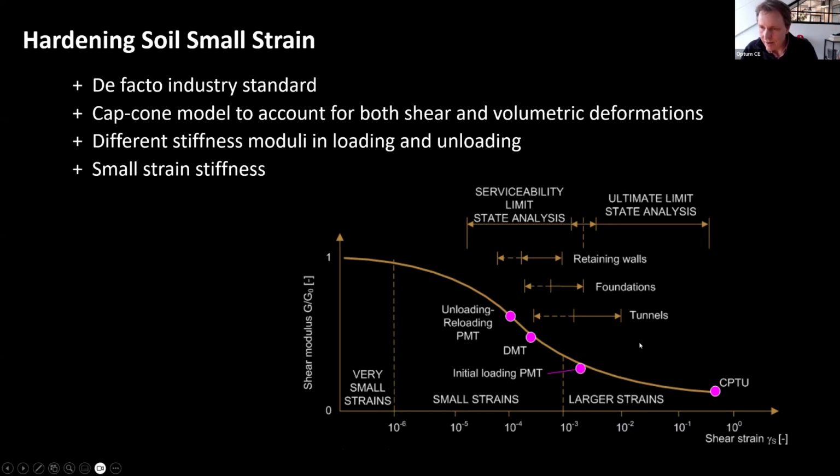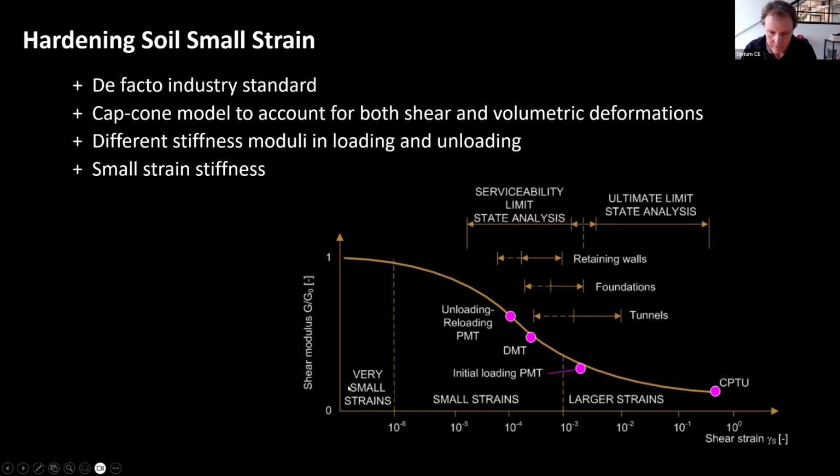The idea being that under very low levels of strain, it's first and foremost the grain-to-grain contact that governs the stiffness, and the grains, sand grains, say, are very stiff, much stiffer than an assembly of sand grains subjected to larger strains, where the stiffness is affected also by the rearrangement of the grains.